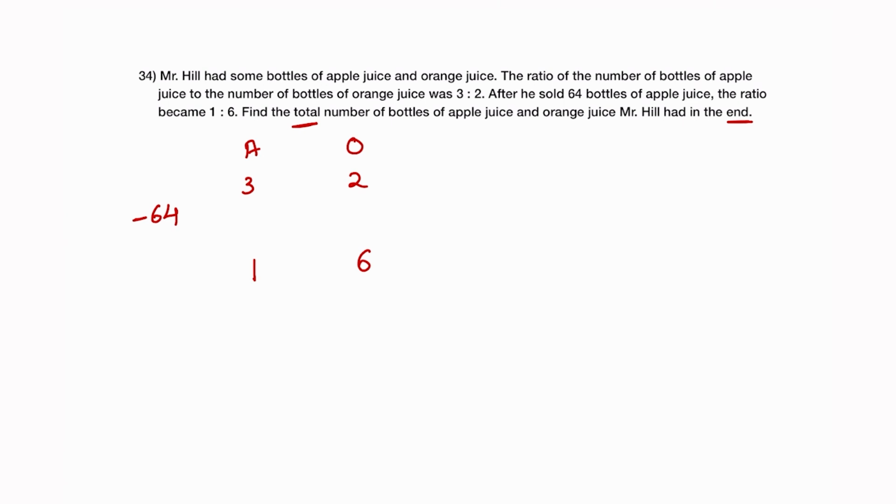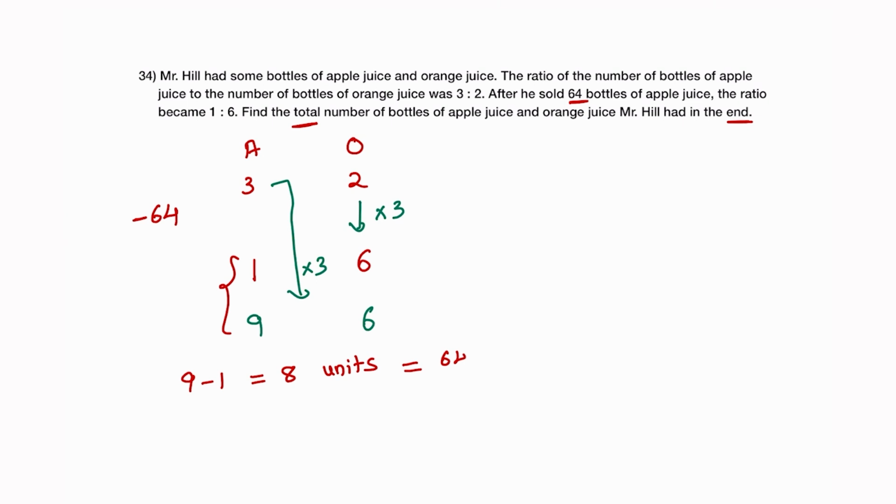So here again, what's not changing? Orange. So we use that. That's times 3. So we write the 6 here as it is, and we will do this also times 3. So that becomes 9. And now we take the difference, right? So from here, 9 minus 1 is 8 units. And 8 units is how much? 64 bottles.